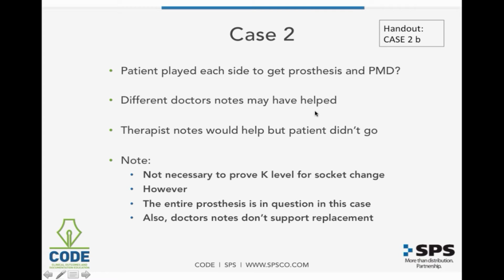Different doctor's notes may have helped here. So if you got all these primary care physician notes about the patient going to use a power mobility device, maybe you could also get notes from her cardiologist or her orthopedic doctor or something like that that would have a different picture and would give you a better idea of where she really is. And of course, therapy notes would help, but she wouldn't go to therapy. So that definitely makes it tough. So in this particular case, we ended up in a very rough situation.